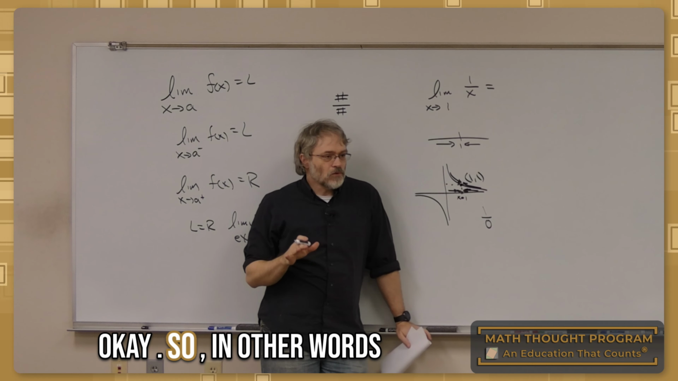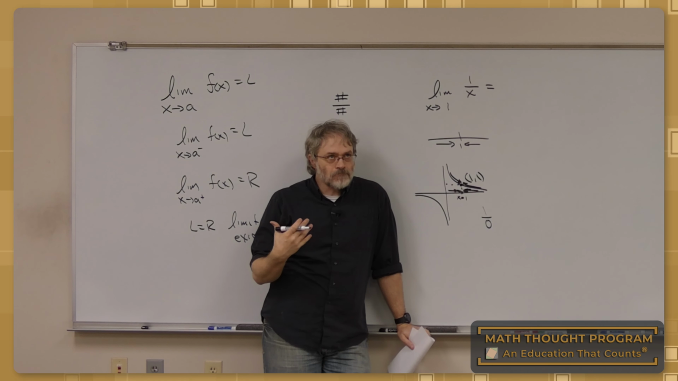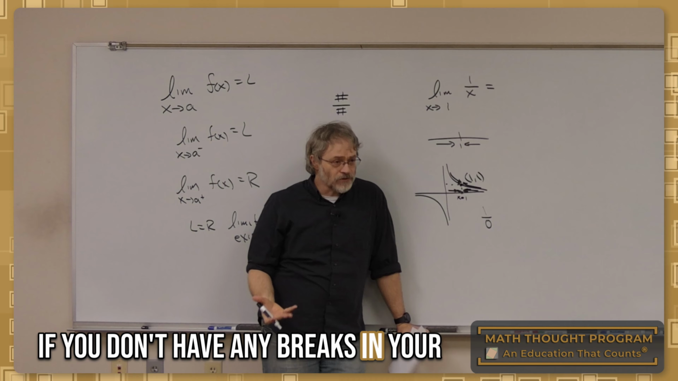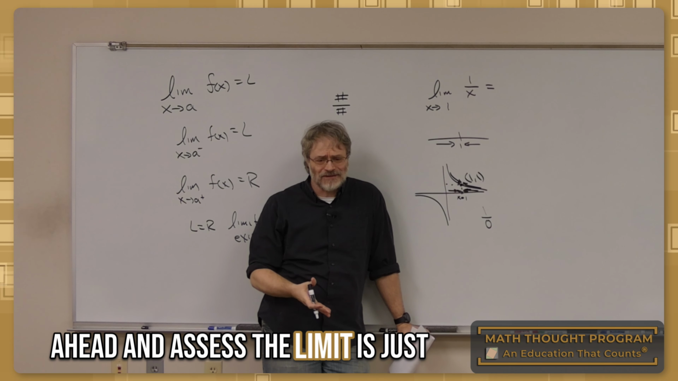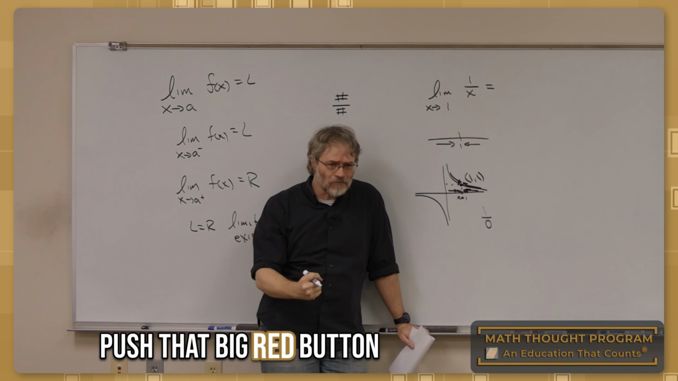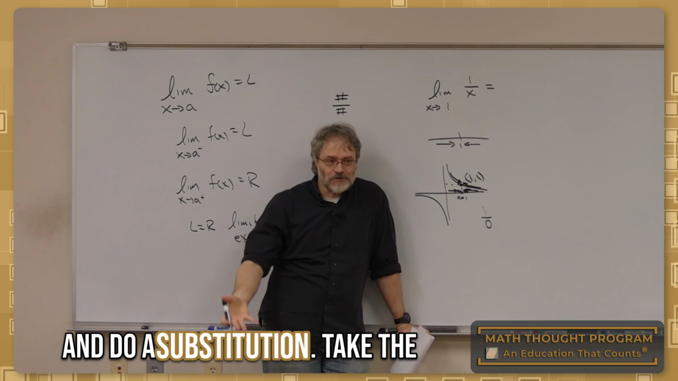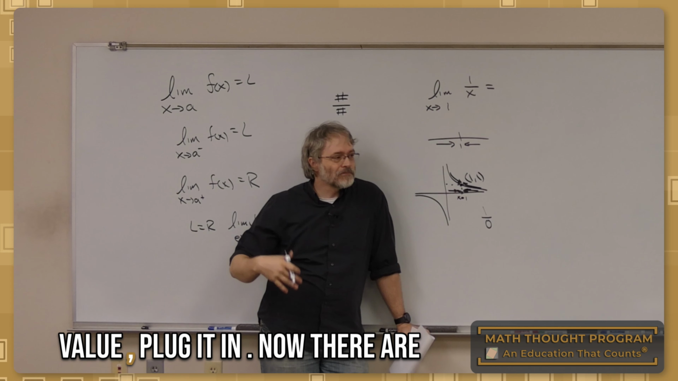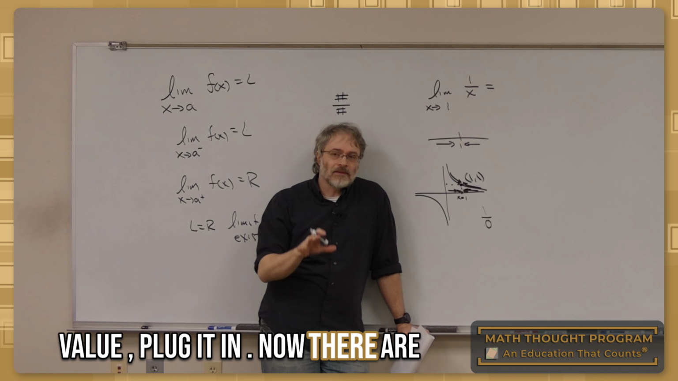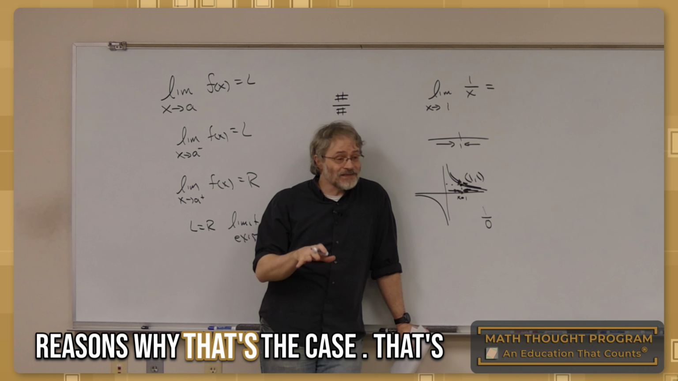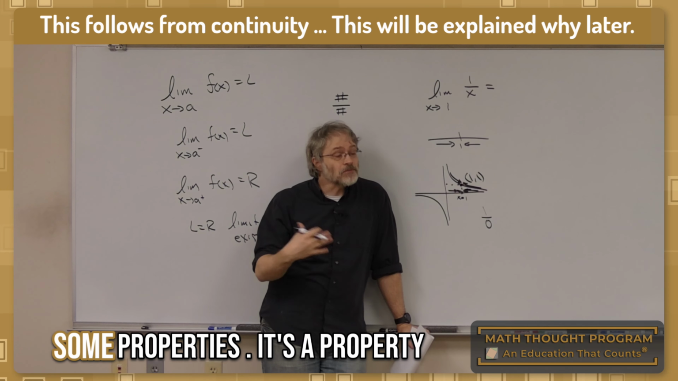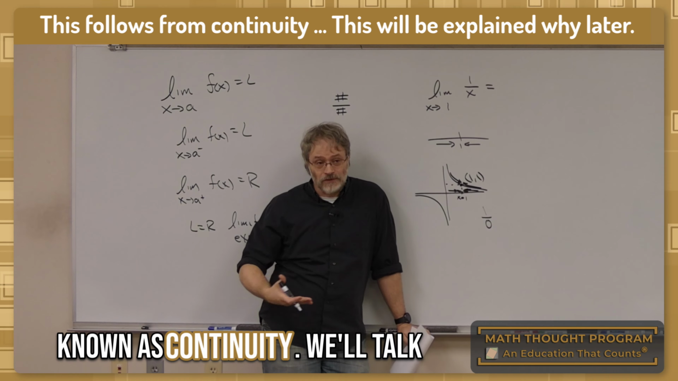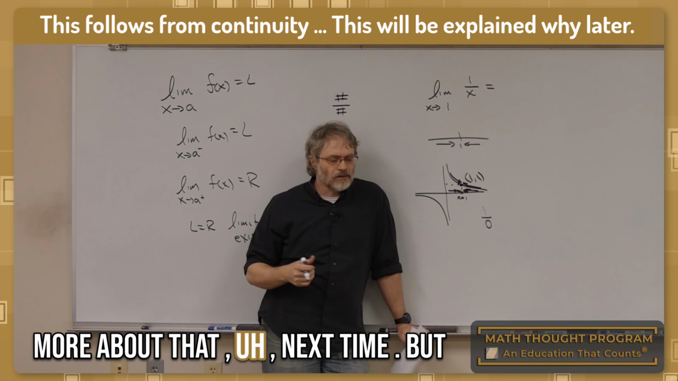Okay, so in other words, if you don't have any breaks in your graph, the way that you could go ahead and assess the limit is just push that big red button and do a substitution. Take the value, plug it in. Now, there are reasons why that's the case. That's not how we assess limits, but there's some properties. It's a property known as continuity, and we'll talk more about that next time.